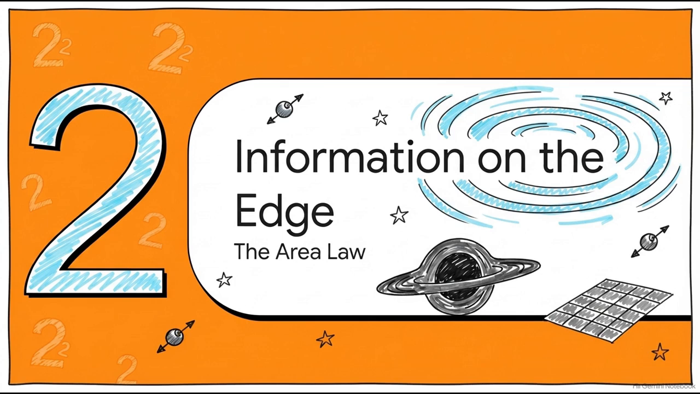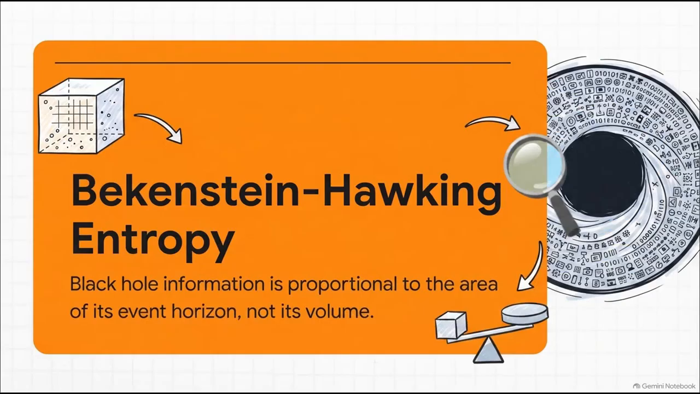Information on the edge. The area law. Here's the really crucial point. Jakob Bekenstein realized that black holes actually hide their secrets right on their outer limits. In normal classical thermodynamics, entropy, which is basically a measure of information, scales with volume. Bigger box, more info. But Bekenstein and later Hawking proved that gravity places a strict constraint here.